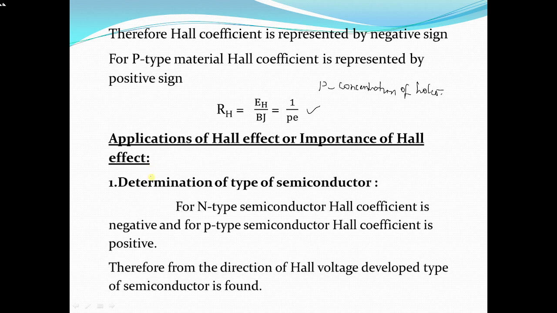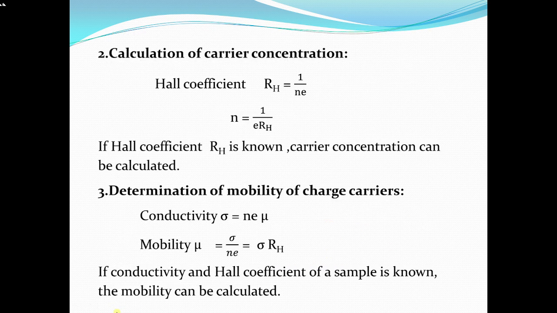Now what are the applications of Hall effect? First application is determination of type of semiconductor. By knowing Hall coefficient, we can find whether it is N-type semiconductor or P-type semiconductor, because for N-type semiconductor Hall coefficient is negative. For P-type semiconductor Hall coefficient is positive.